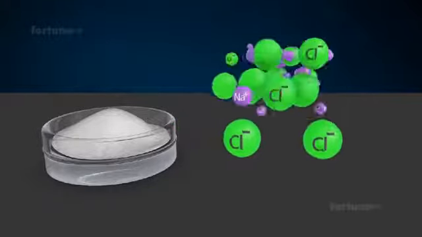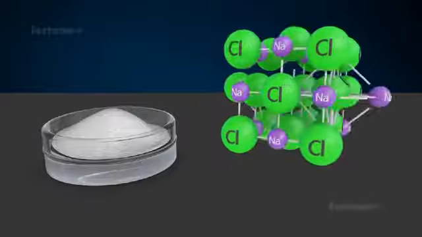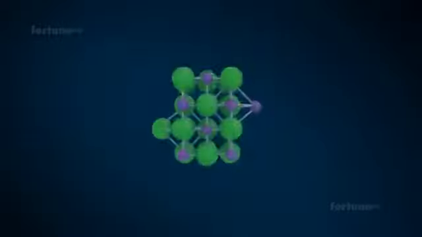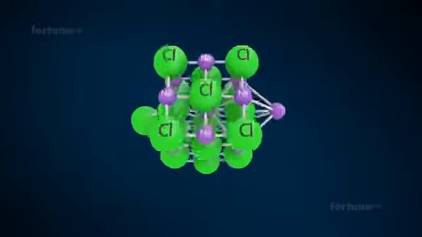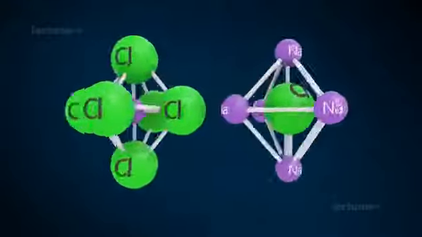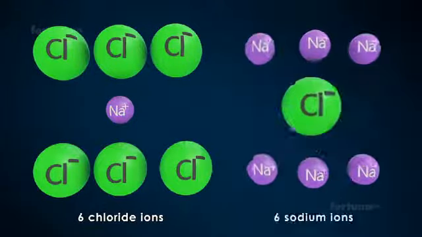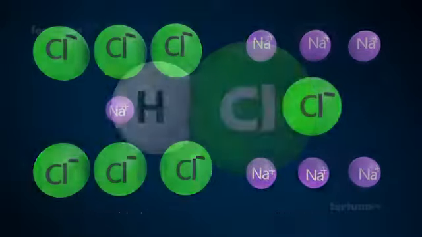As these ions bind together, they will form a cubic ionic crystal. In this sodium chloride ionic crystal, each of the sodium ions will be surrounded by 6 chloride ions, and each of the chloride ions will be surrounded by 6 sodium ions.